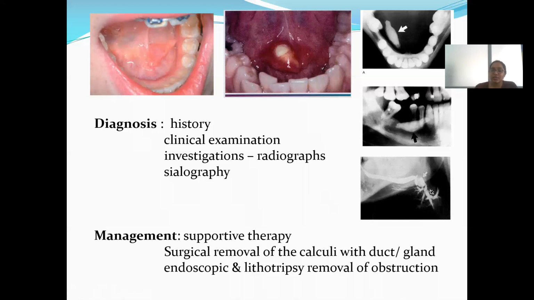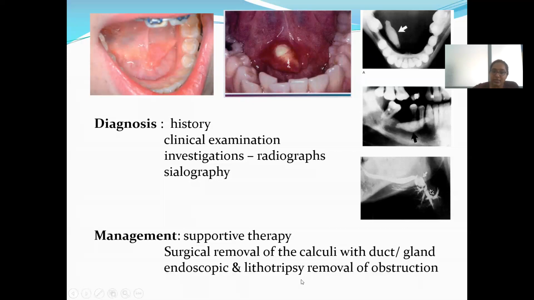The next step is to surgically remove the calculus. In this particular case, we can remove the stone very easily, as it is already exposed to the oral cavity. Otherwise, you have to remove the calculus along with the duct or the gland. If the calculus is very near the gland, maybe some portion of the gland has to be removed. Then you have other procedures like endoscopy and lithotripsy.